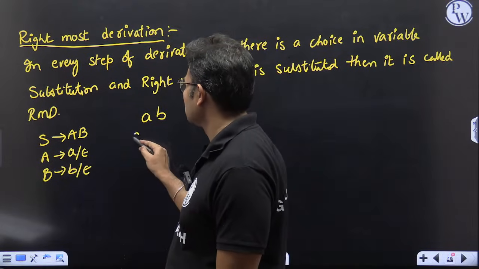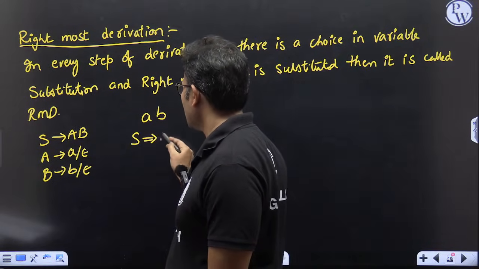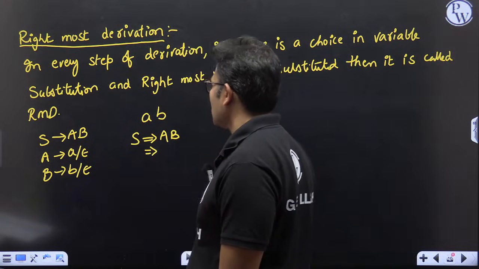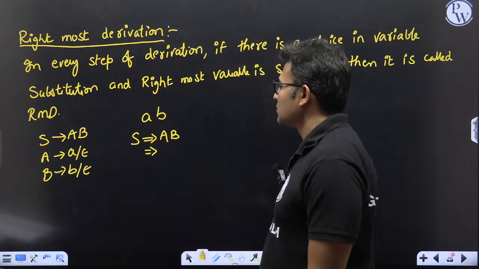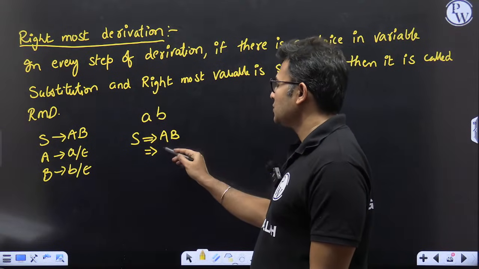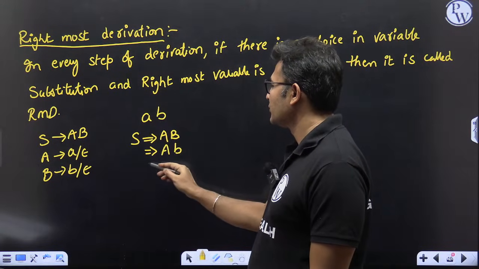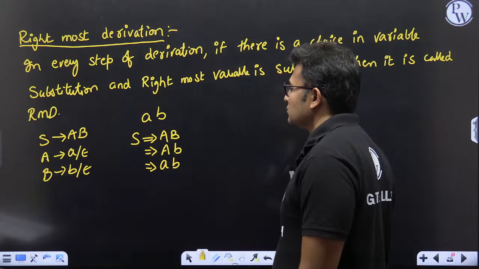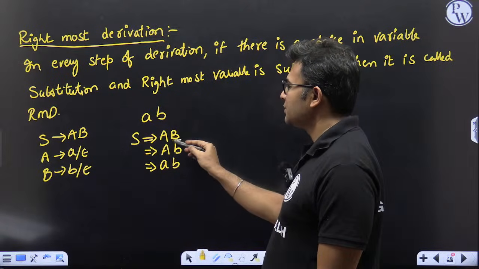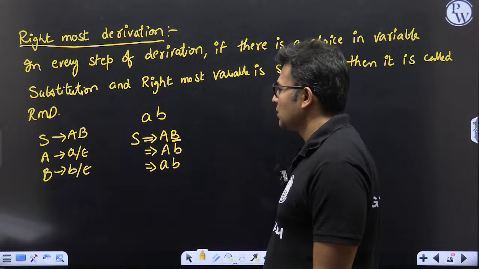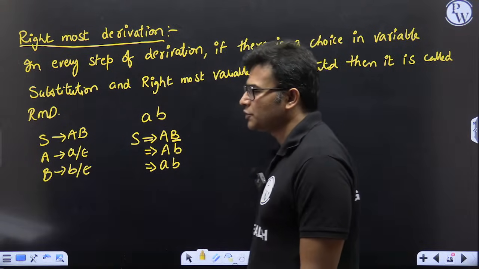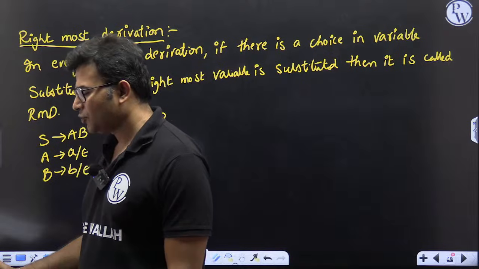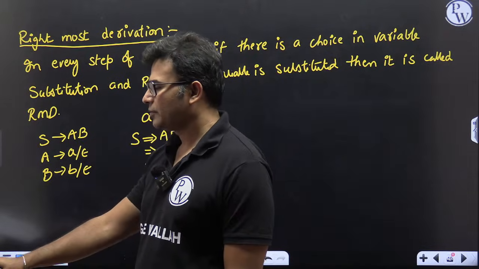So S derives AB, and B derives B. So AB and AB. We are replacing the rightmost variable first. This is simply a rightmost derivation.